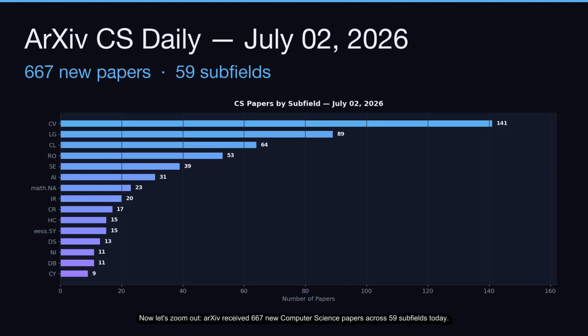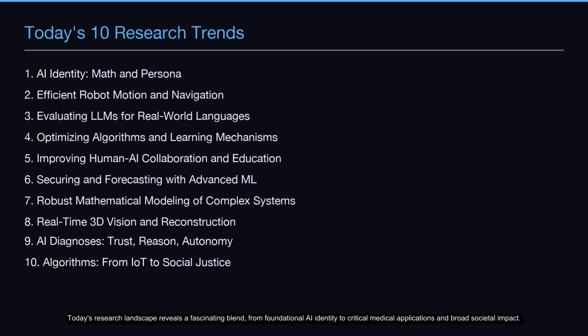Those were today's top papers. Now let's zoom out. ArXiv received 667 new computer science papers across 59 subfields today. Here are the trending areas shaping the field. Today's research landscape reveals a fascinating blend, from foundational AI identity to critical medical applications and broad societal impact. Let's take a quick look at each trend shaping our future.